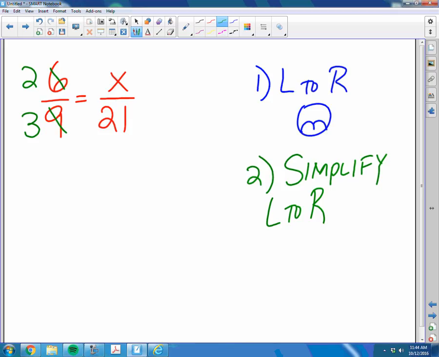And now, what is our scale factor now? Scale factor is 7. Therefore, x equals 14.